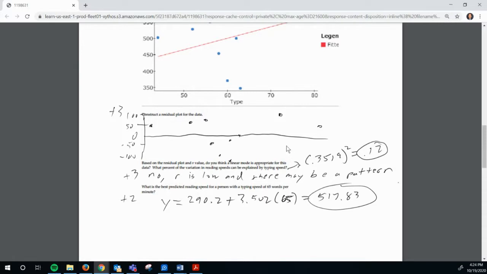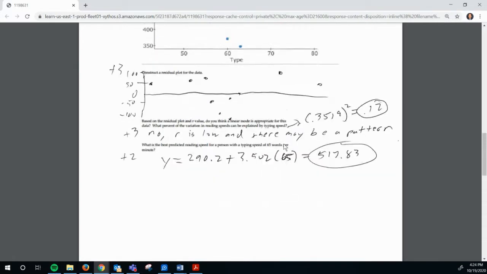Oh, no, you will not have to make your own regression. Nope, it'll just be given to you. Or it'll just be a scatter plot for you to analyze.